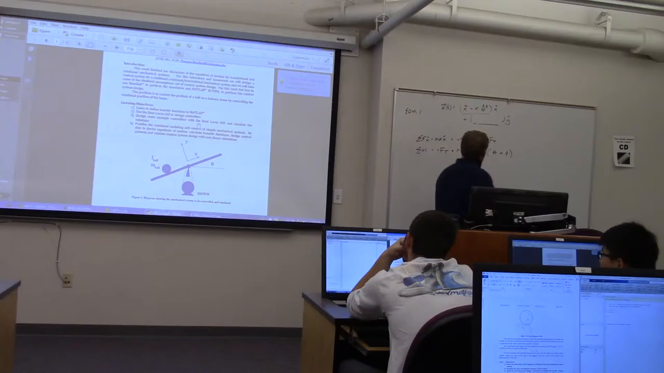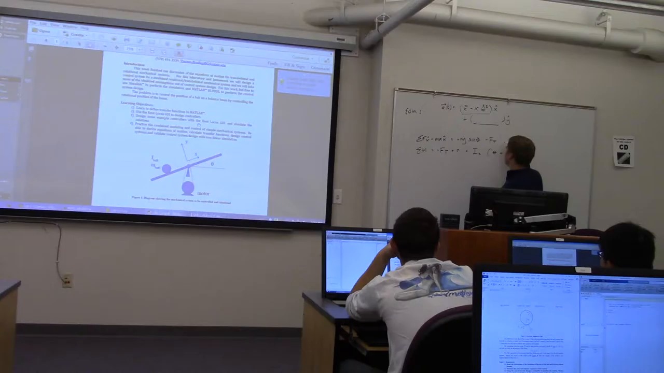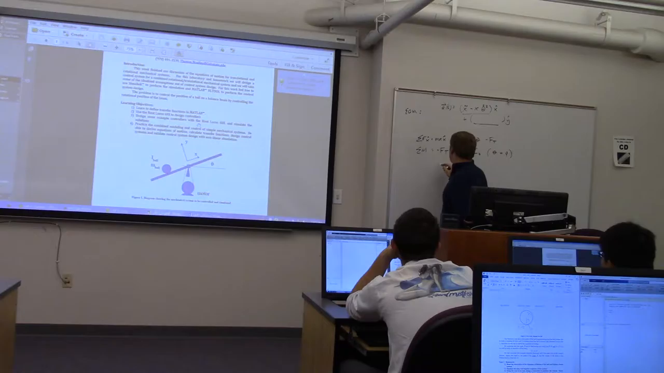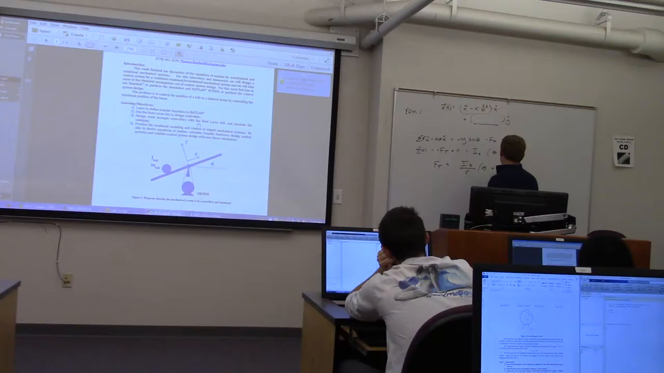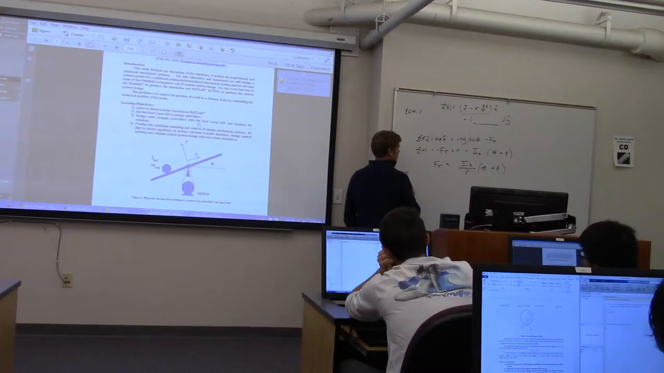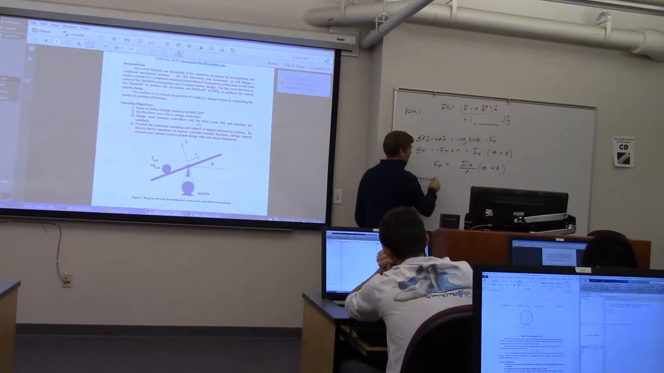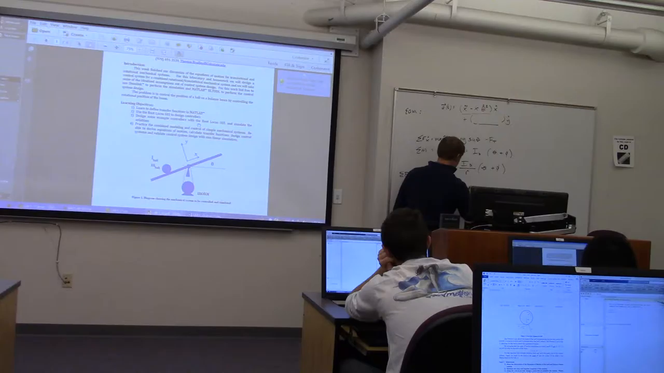Right? Okay, so now all I have to do is, I'm going to use this one to solve for Ft, which is equal to the moment of inertia of the ball times theta plus phi. I can substitute that in here so that I get the sum of the forces is equal to minus mg sine theta minus I of the ball over R times theta plus phi.